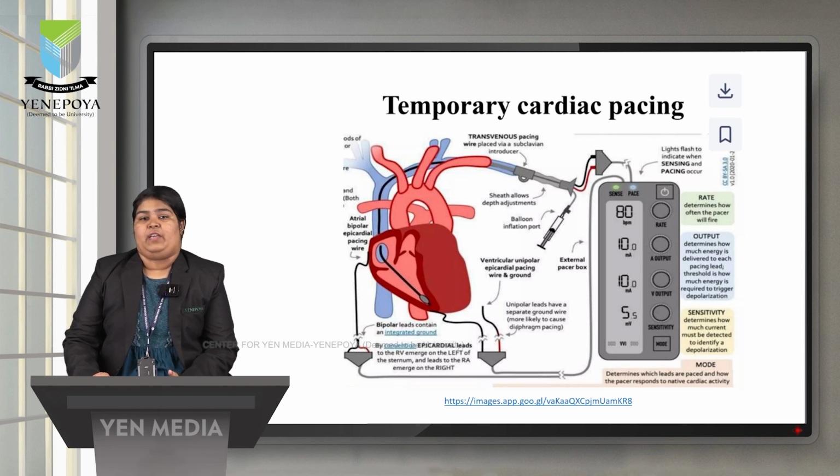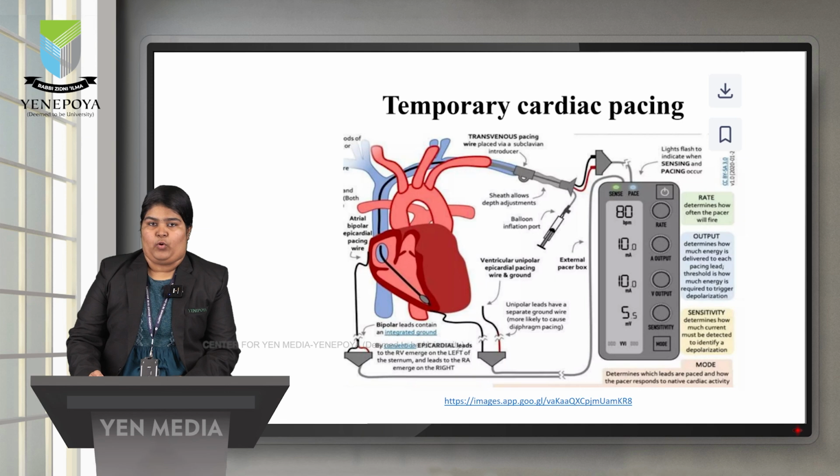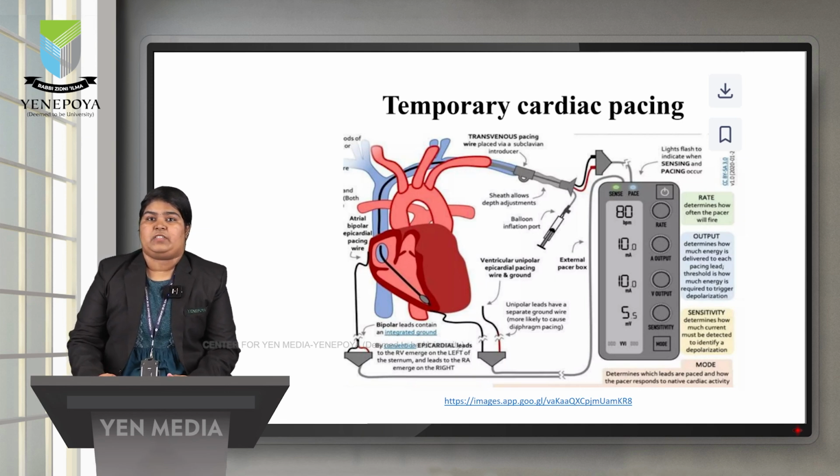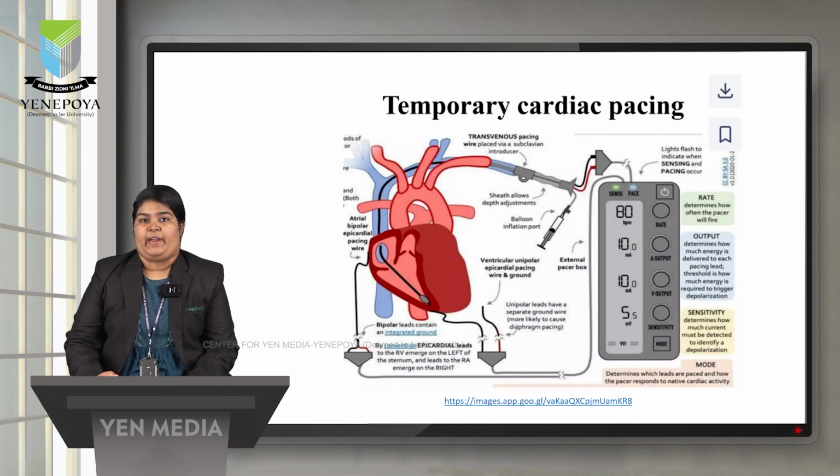Similar to that, it does not have multiple kinds of leads for doing the pacing. It has only one lead, which is passed through the femoral vein and implanted in the right ventricle. The temporary pacemaker box will have the following mechanisms: sensitivity, threshold, output signal and rate. Sensitivity determines how much current is required for identifying the depolarization. Threshold denotes how much energy or current is required to trigger the depolarization. Output is how much energy is required to deliver the pacing, and the rate is whatever rate we are going to program.